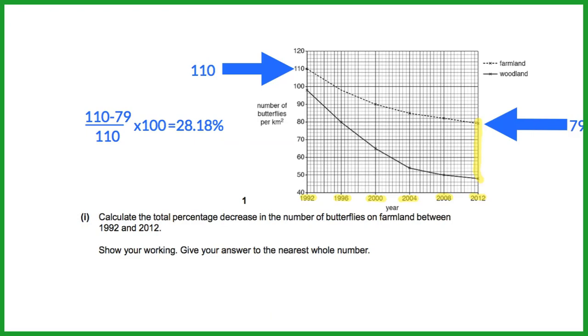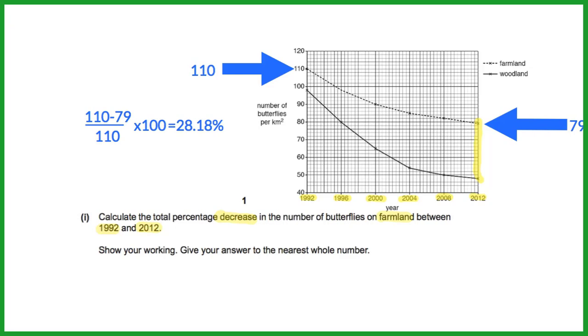Calculate the total percentage decrease in the number of butterflies on farmland between 1992 and 2012, and show your working. So we need to look at the number of butterflies in 1992, which is 110. We can read that off the graph. And then how many there were in 2012, which is 79. Now you do have to be very careful when reading these off the graph. It's between the two lines. Each line is 2 butterflies per square kilometre, so this gives us 79.